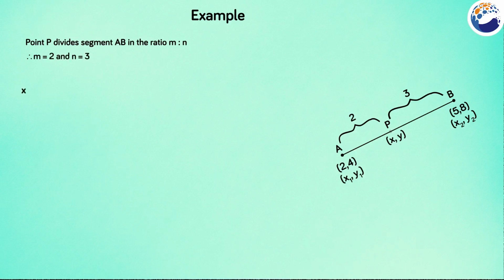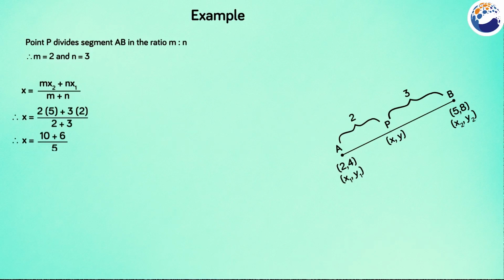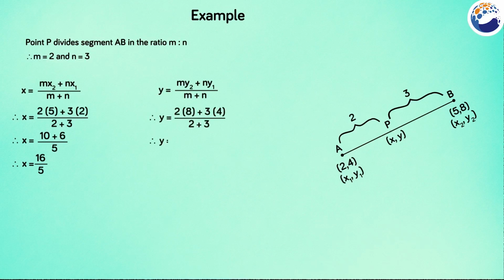By section formula, x is equal to (mx2 plus nx1) upon (m plus n). Therefore, x is equal to (2 into 5 plus 3 into 2) upon (2 plus 3). Therefore, x is equal to (10 plus 6) upon 5. That is, x is equal to 16 upon 5. Similarly, y is equal to (my2 plus ny1) upon (m plus n). Therefore, y is equal to (2 into 8 plus 3 into 4) upon (2 plus 3). Therefore, y is equal to (16 plus 12) upon 5. That is, y is equal to 28 upon 5.